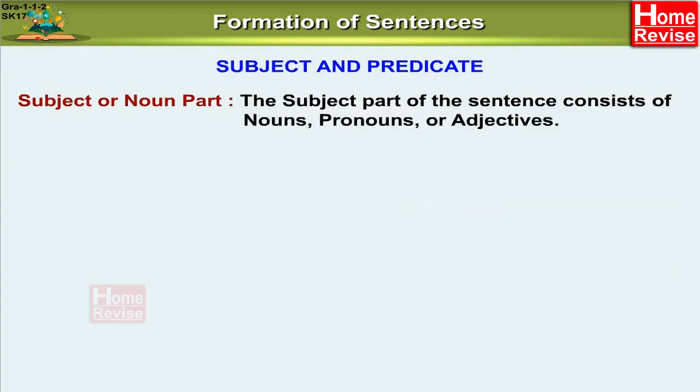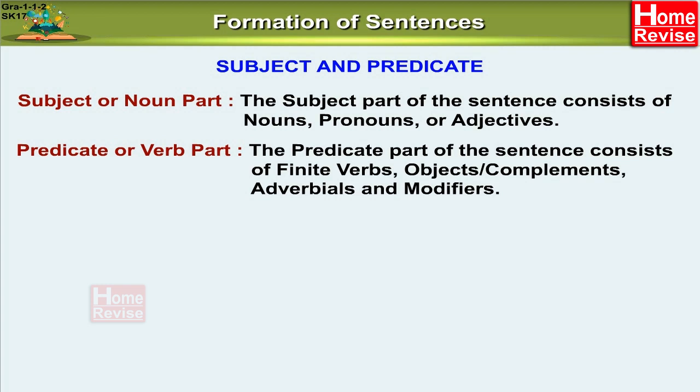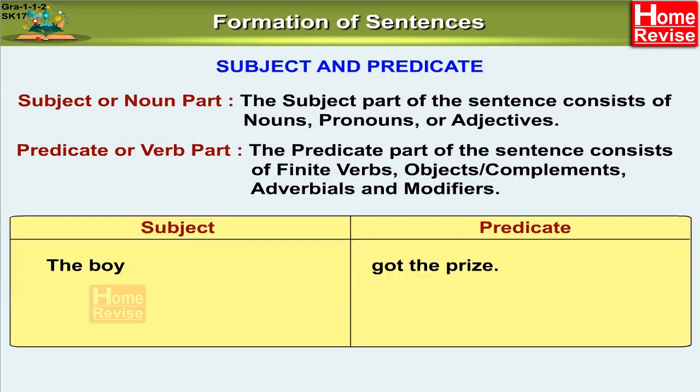Subject or noun part. The subject part of the sentence consists of nouns, pronouns, or adjectives. Predicate or verb part. The predicate part of the sentence consists of finite verbs, objects or complements, adverbials, and modifiers. The boy got the prize. The boy is the subject. Got the prize is the predicate.